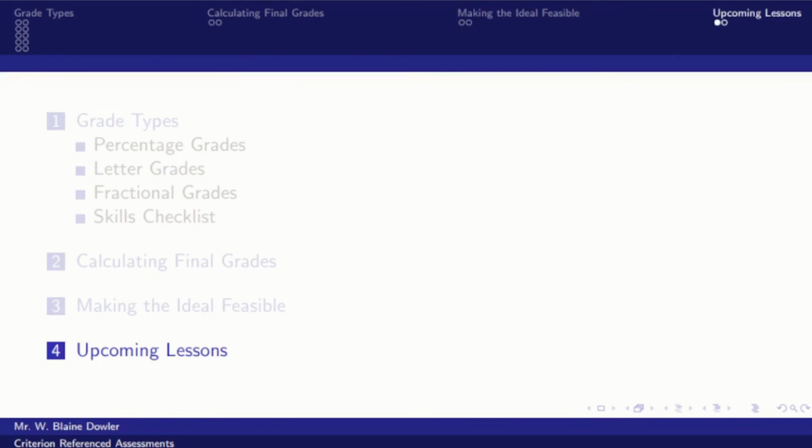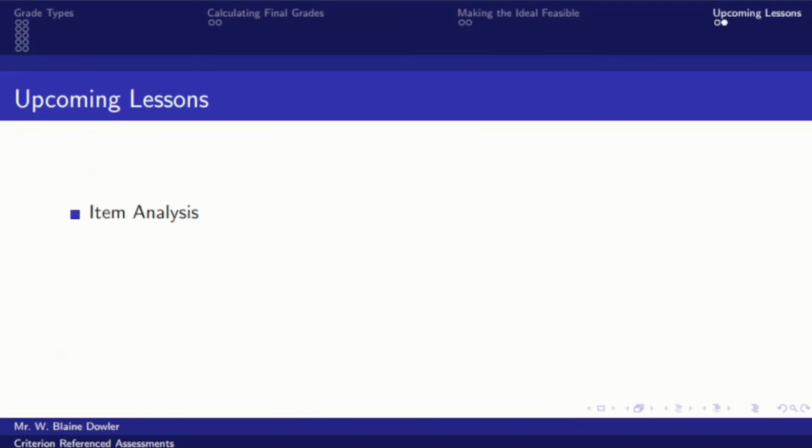So this wraps up the general overview of criterion referenced assessments. Next up, we're going to look at individual item analysis. This is a big part of telling whether or not the assessment item you are using is actually doing the job you intend it to do. Following that, we'll take a look at item response theory, which is a more detailed version of item analysis.